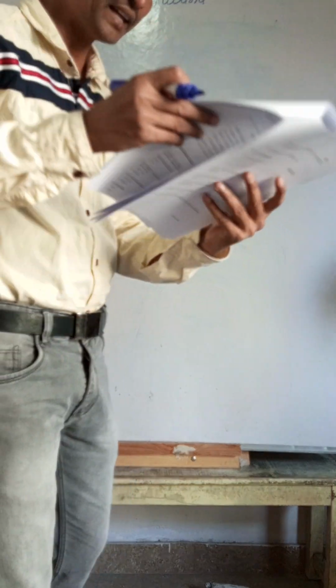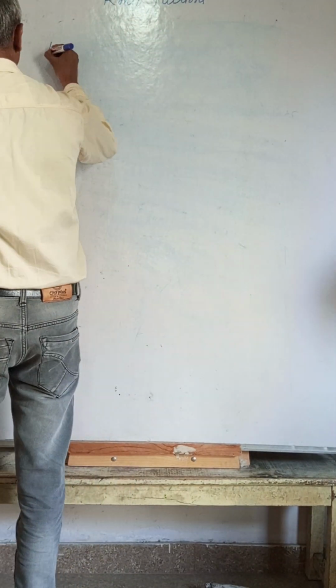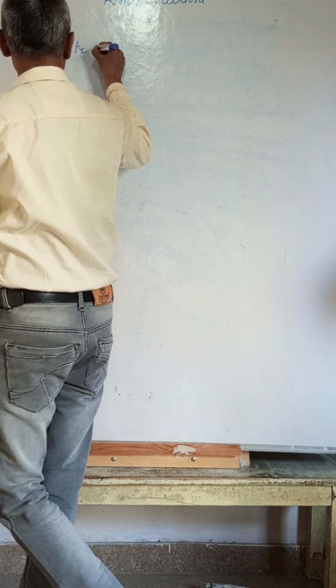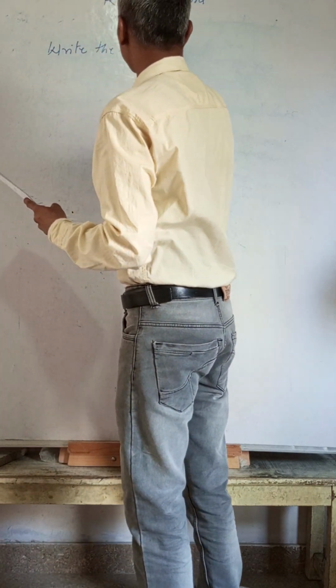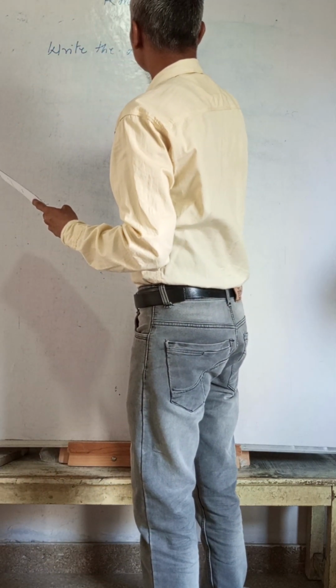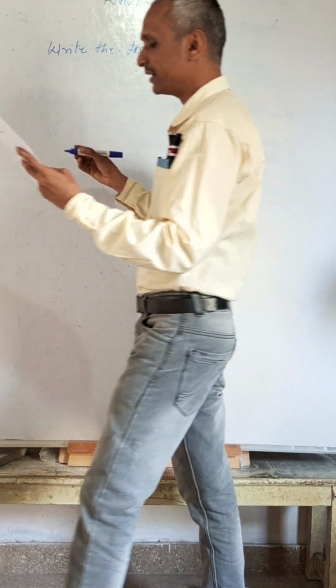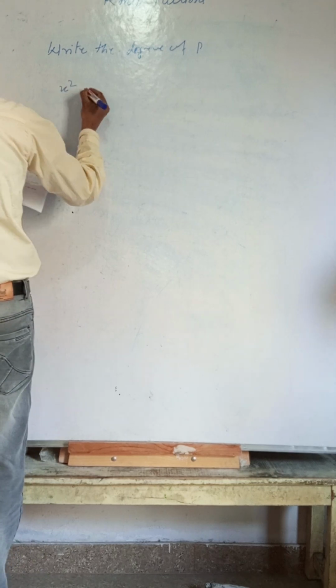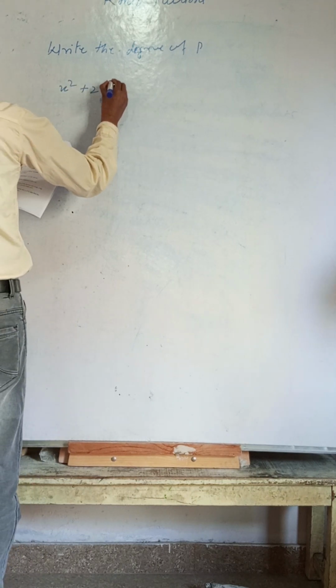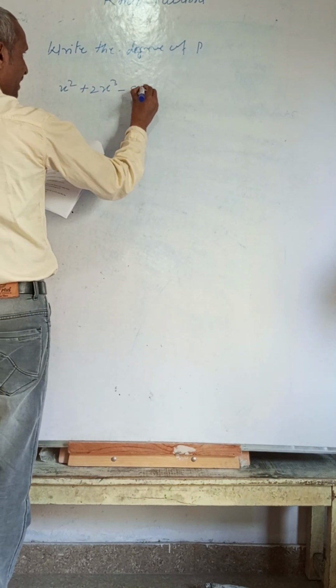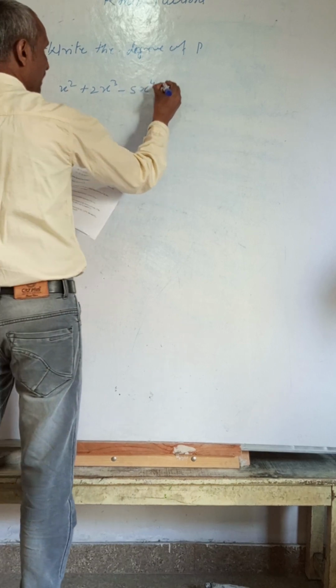Next question is this. Write the degree of the polynomial. What is that polynomial? x square plus 2x cube minus 5x to the power 4 plus 6.